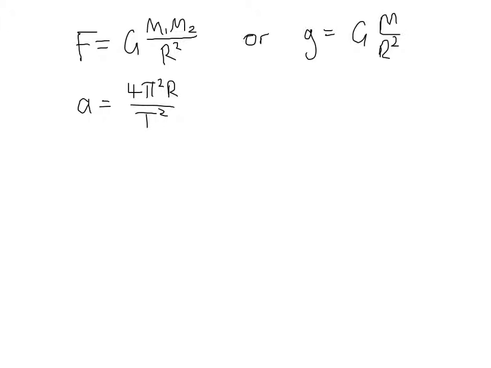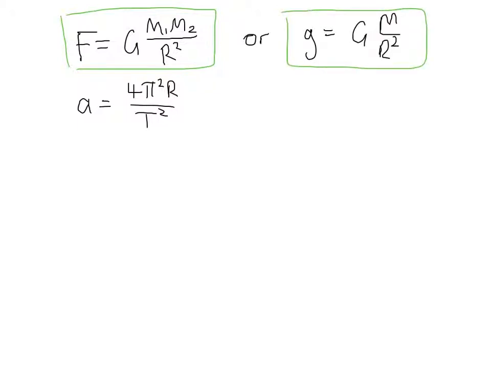The first one that we have there is Newton's law of universal gravitation, which is this first one here. Then we have the equation for the gravitational field. This bottom one down here is for circular motion, so it's a way of calculating acceleration in circular motion.